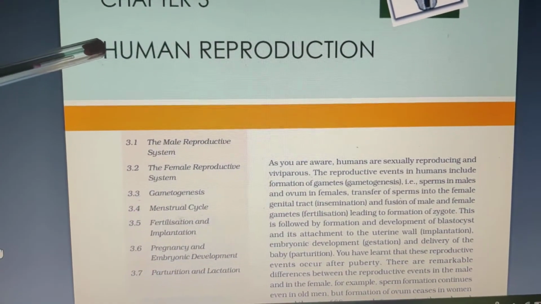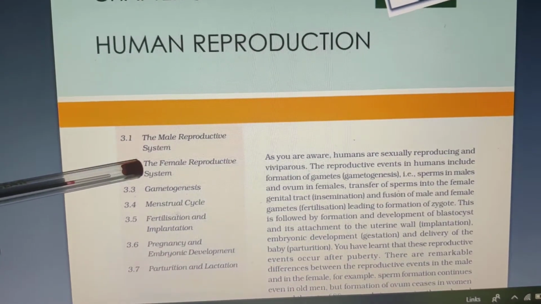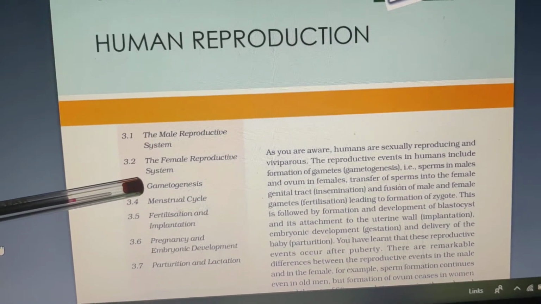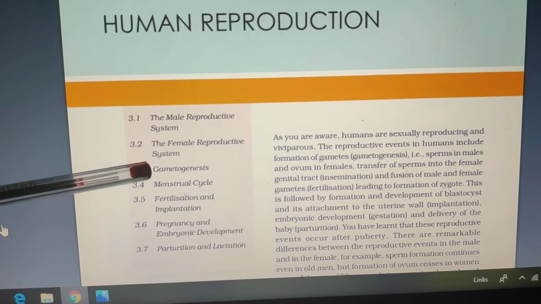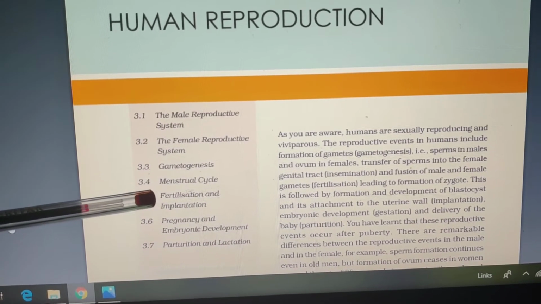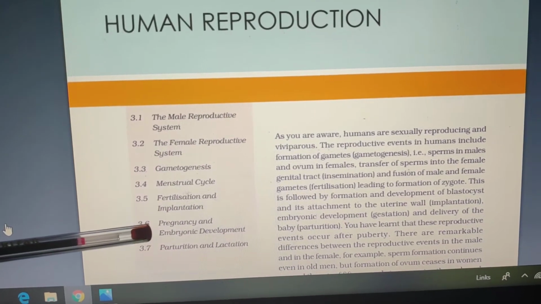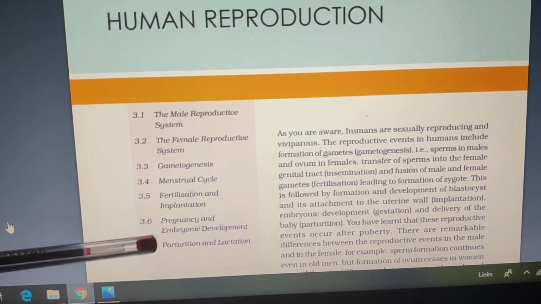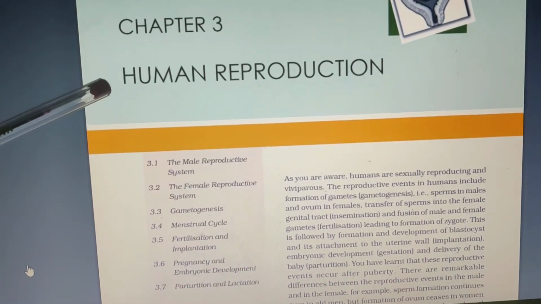In this chapter, first we cover the male reproductive system, then we will see the female reproductive system, then after the gametogenesis, the formation of male gamete and the formation of female gamete, then the menstrual cycle. After that, fertilization and implantation, pregnancy and the embryonic development, parturition and the lactation. These are the things which we will cover in this chapter, human reproduction.